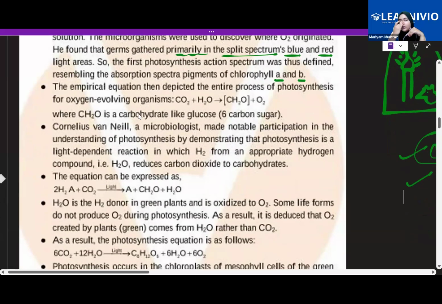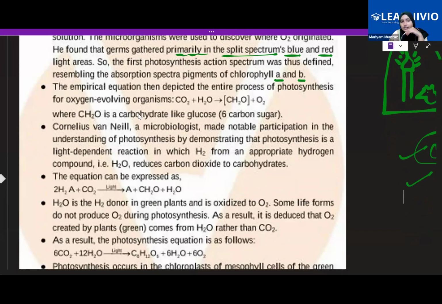Now, then came Cornelius van Niel. He was a microbiologist. He worked with microorganisms and he understood that the oxygen that is released as the end product of photosynthesis is coming from the splitting of the water molecule. Earlier, it was believed that it came from the CO2 molecule, right? So he said that the splitting of the water molecule gives you the O2 and not the CO2.